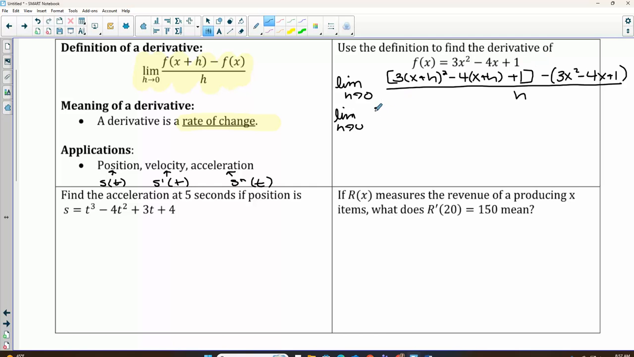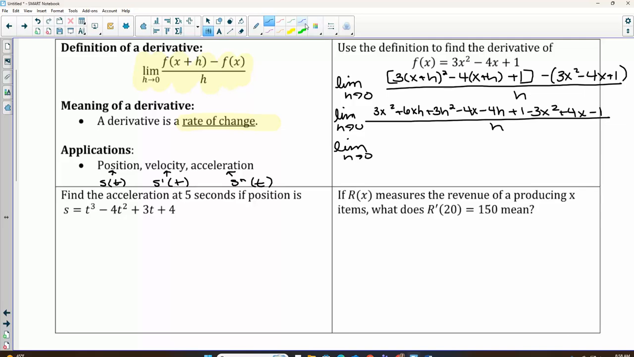So that would give us a 3x squared. We would have 2xh times 3, so 6xh. H squared times 3, so 3h squared. Minus 4x minus 4h plus 1. If I go ahead and distribute my negative through here, minus 3x squared plus 4x minus 1 all over h. Can I plug in my h yet? No, I'm getting 0 on the bottom.